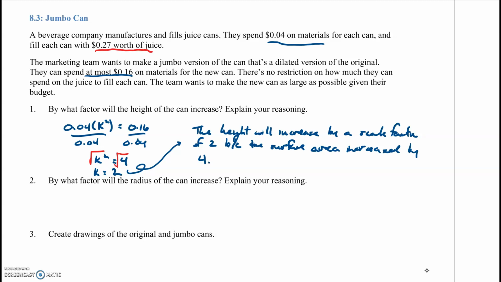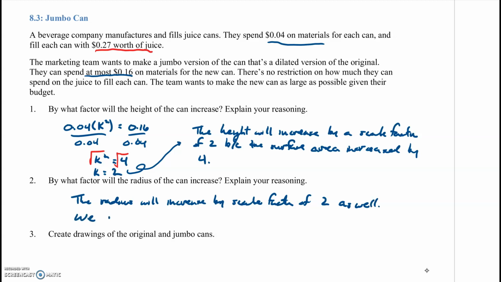Okay, number 2, by what factor will the radius of the can increase? Well, that's pretty simple. The radius will increase by a scale factor of 2 as well. We can use the same reasoning.